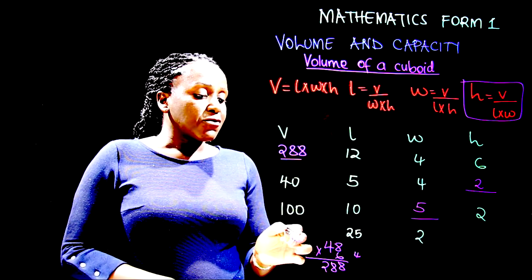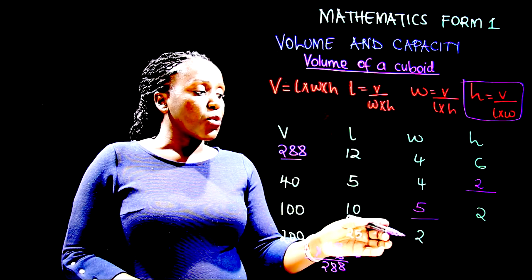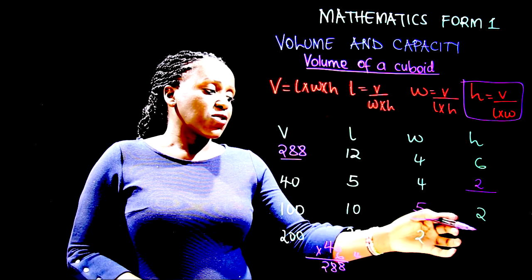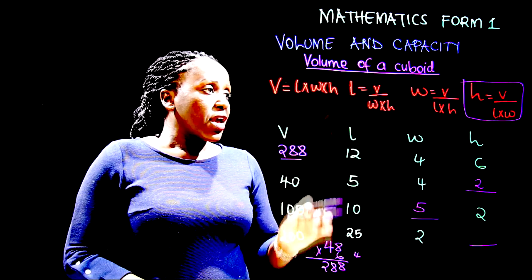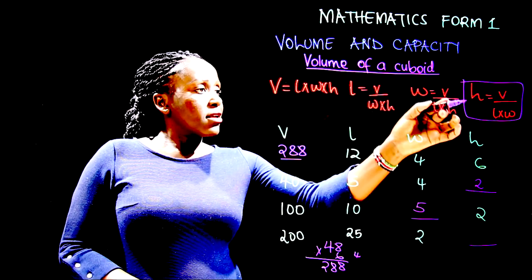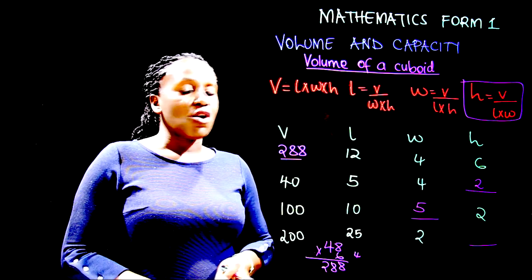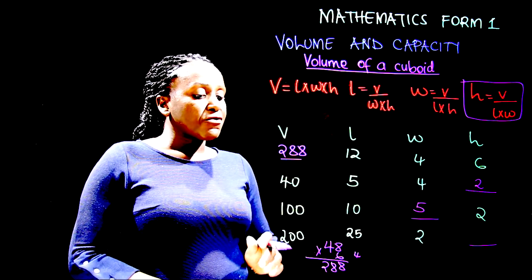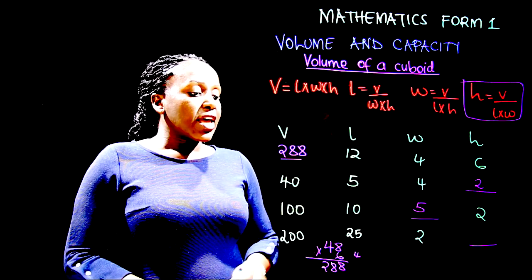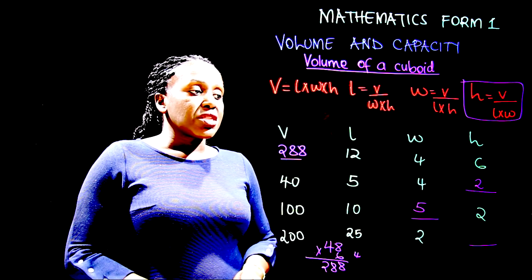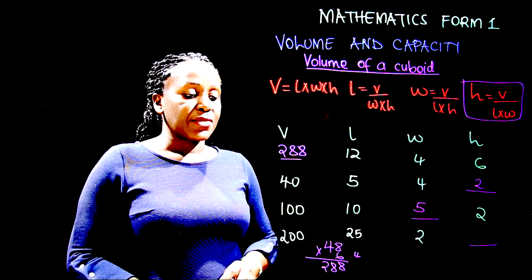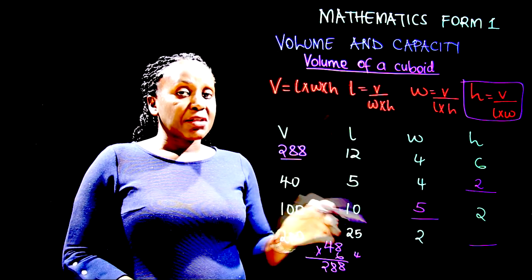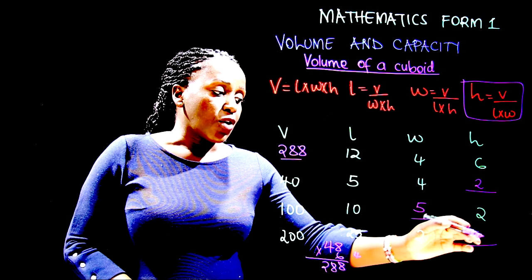Then we have the volume, the length, and the width, and we are looking for the height. So we use the formula, height is equal to volume over length times width. The volume is 200, the length is 25, and the width is 2. So 25 times 2 is 50. Then 200 divided by 50 is equal to 4.